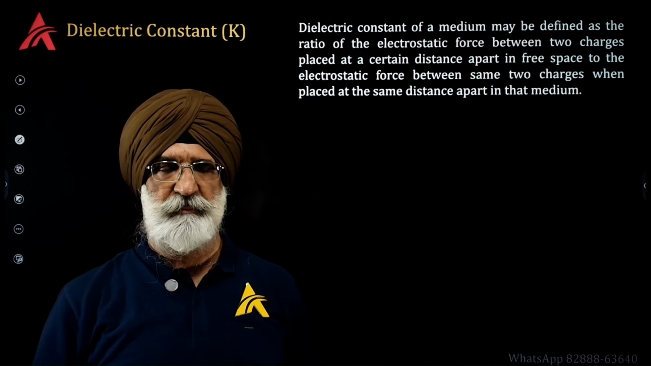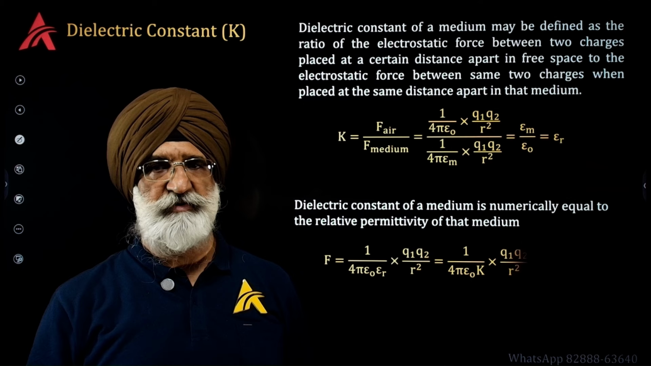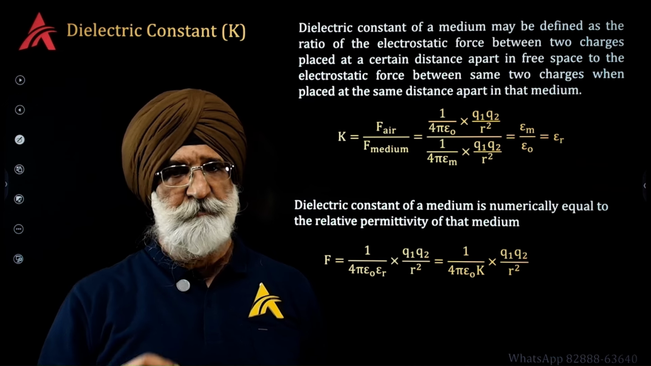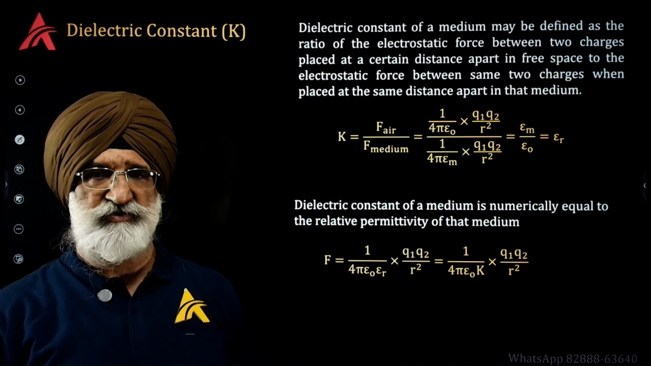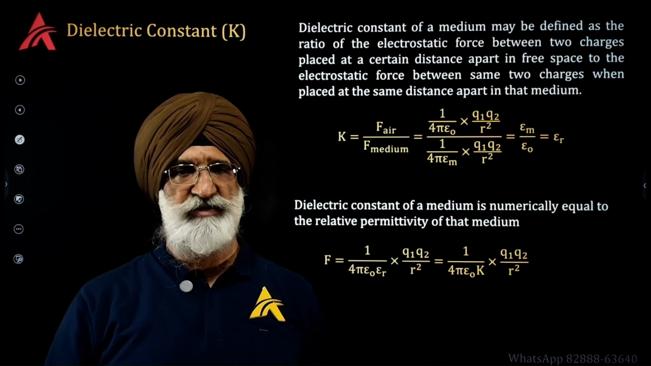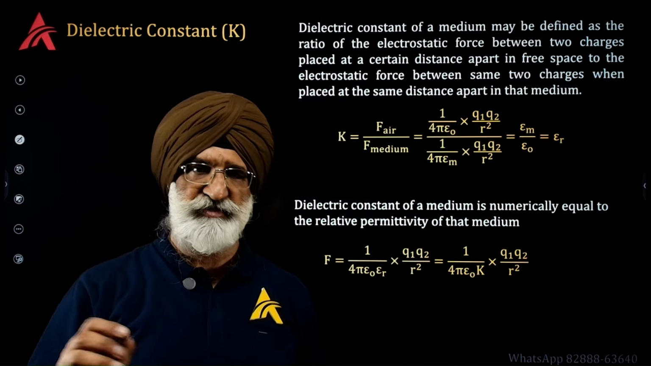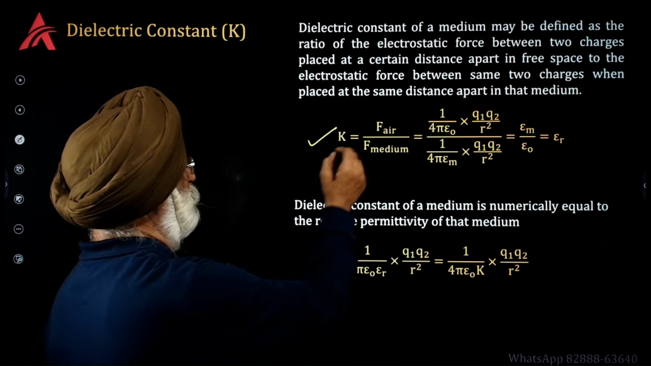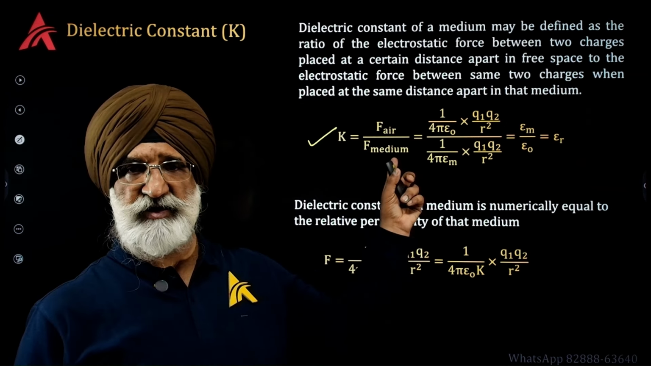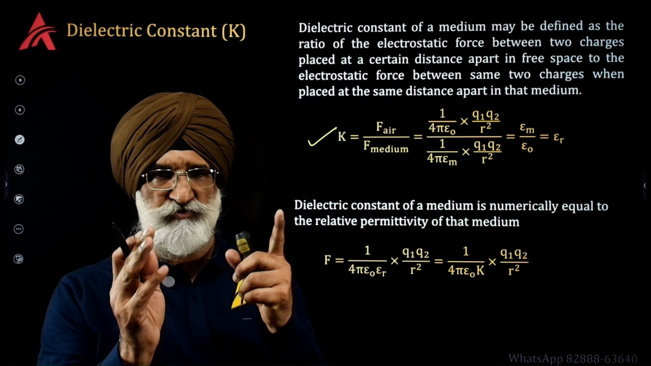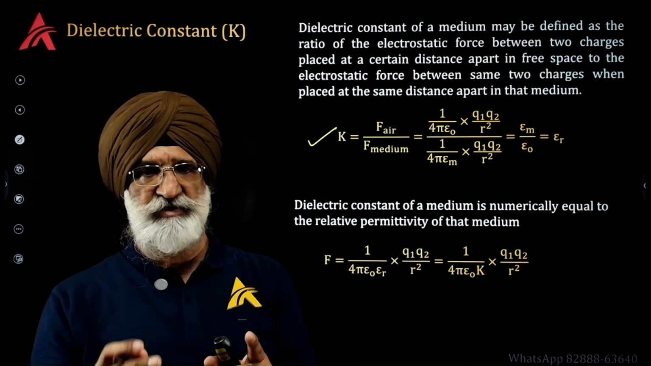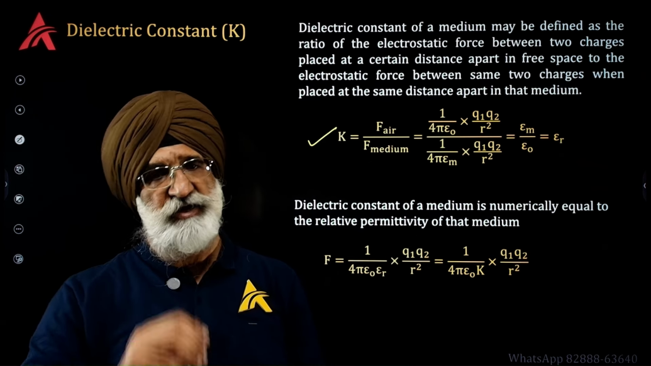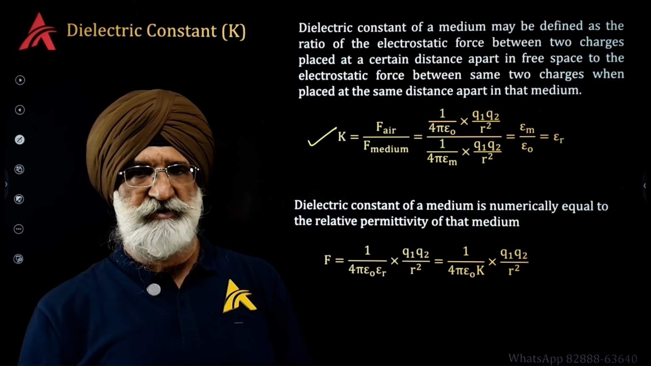Dielectric constant. The dielectric constant of a medium may be defined as the ratio of the electrostatic force between 2 charges placed at a certain distance apart in vacuum or free space to that of the electrostatic force between the same 2 charges kept at the same distance apart in that medium. K, which is the representation of dielectric constant, is equal to F air upon F medium, the electrostatic force between 2 charges kept at a certain distance apart in vacuum or free space to that of the electrostatic force between the same 2 charges kept at the same distance apart but in that medium.